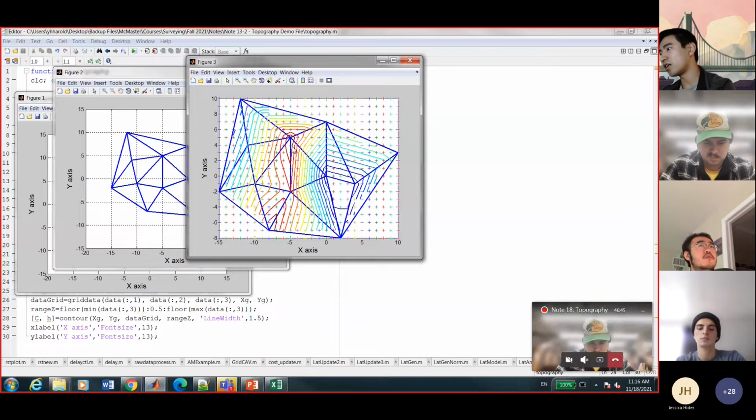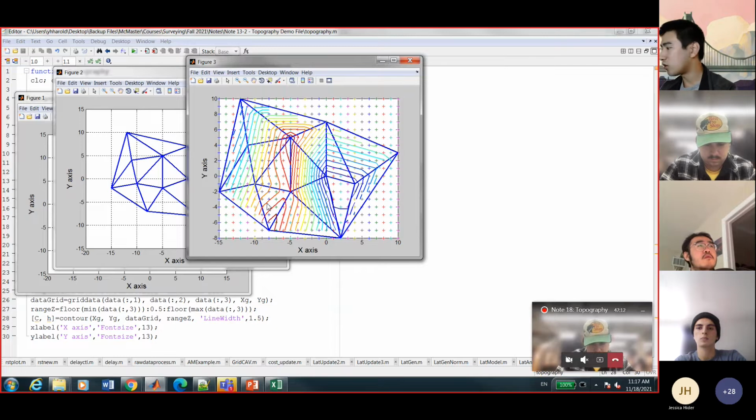And you can see that the elevations at this point would be very high, and those contour lines are very close to each other. That means the slope there is very high. But for those regions where the lines are far away from each other, the slope is small, which means the slope is smooth. So that's the way for you to use the MATLAB code to draw the topography.